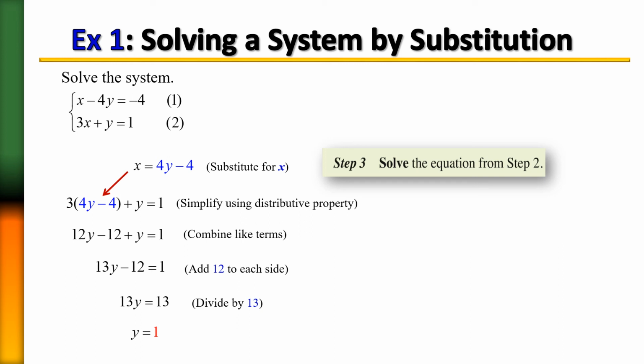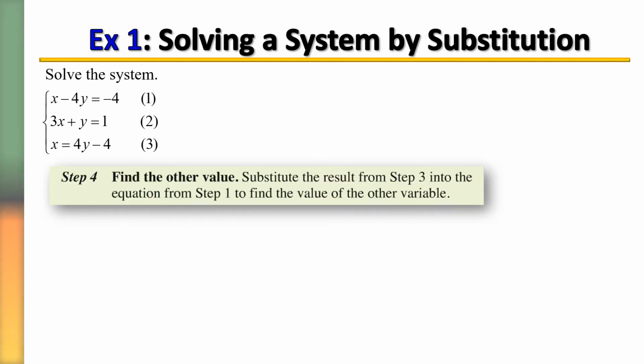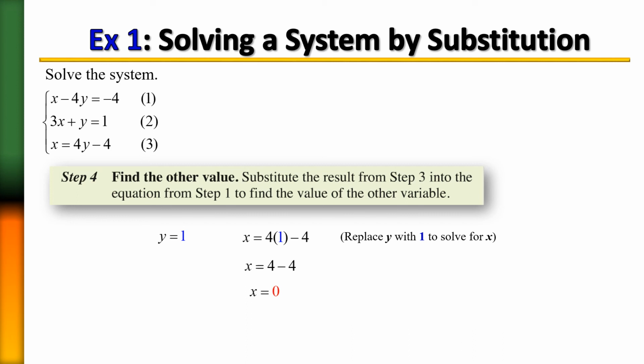So let's go ahead and do that. So we said that y was 1. When we plug it into equation number 3 into y's place, all we have to do is multiply. 4 times 1 is 4, and 4 take away 4 is 0. And there you have it. Your ordered pair solution is 0, 1.